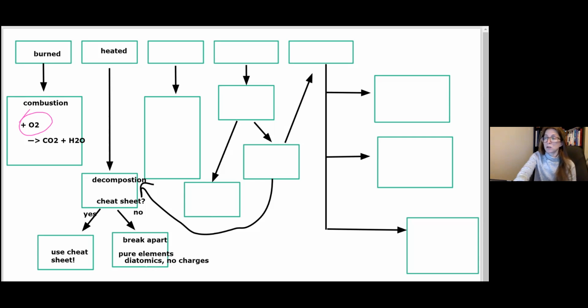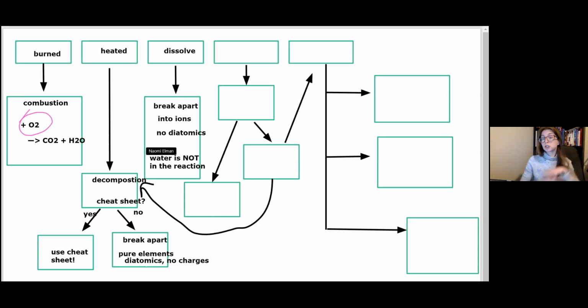That's the second keyword. Third keyword is dissolve. It'll often say dissolve in water, but honestly, the water is irrelevant. That's where we are still breaking it apart, but we're breaking it apart into ions. Therefore, there are no diatomics to worry about. Another note you might want to make for yourself is that water is not in the reaction, even though it's mentioned in the question, dissolved in water, for instance.